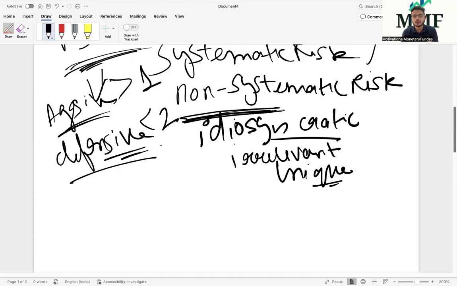But if you cannot, go for a combined beta portfolio, but never for a completely defensive portfolio. You won't make money in the market then. Okay. That is the logic.